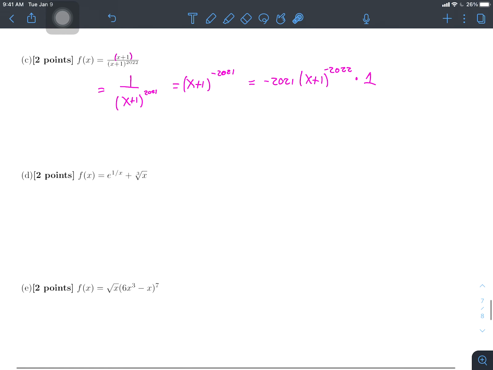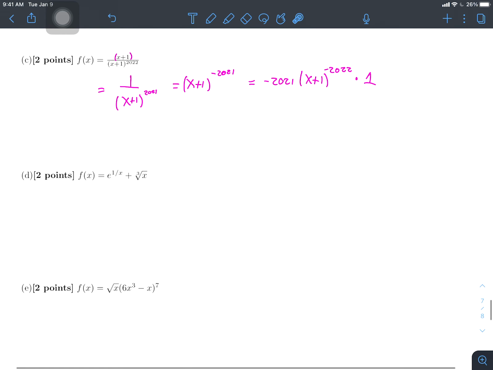Okay, so next up we've got a chain rule and a power rule, basically. So I have e to the 1 over x. So that's like e to the x to the negative 1, and I have cube root of x, which can be rewritten, of course, as a 1/3 power. So the way I take this derivative is I do each piece individually.